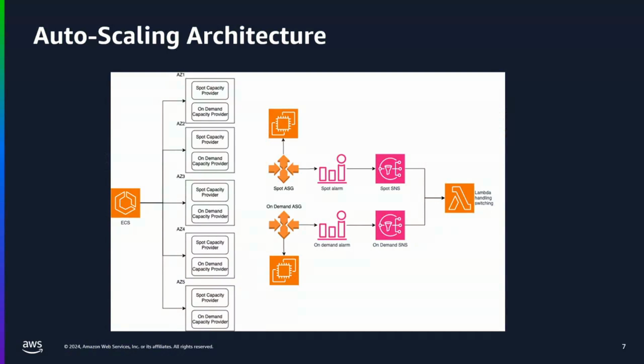We are going to discuss this further, but just for reference right now: 2 capacity providers per AZ, each capacity provider attached to an auto-scaling group, with the spot capacity provider as the primary, which will always be active, and the on-demand capacity provider as a standby, which, as we said, will be used only when needed. And then there is a Lambda, which will do the actual trigger between the two. We are going to discuss the Lambda in the next slide, but again, taking a quick pause. Any questions so far?